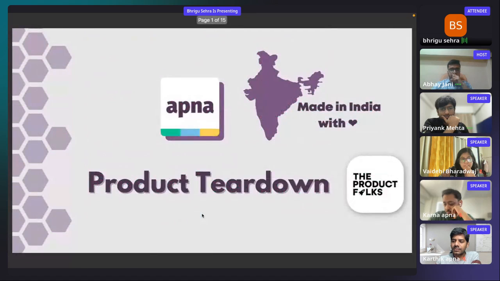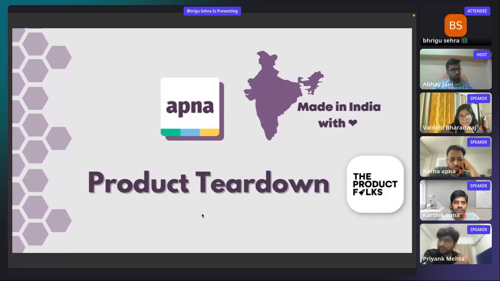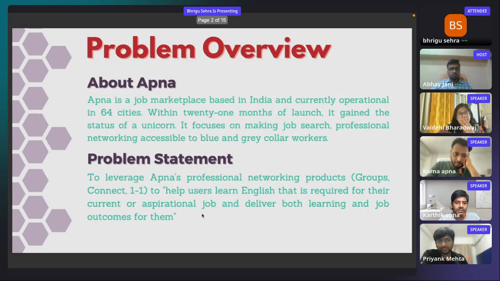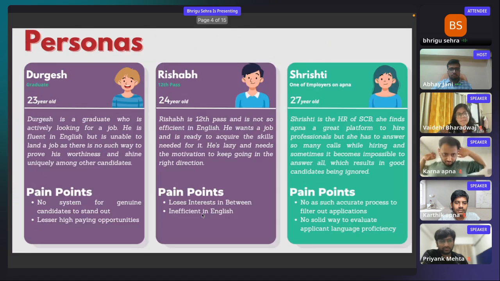Jab maine apna app ke baare mein study kiya, I found three basic problems. First was retention, ke users ko hum retain nahi kar pa rahe hain. Ek user jiska job lag jata hai, uske baad we have no reason to open that. Second thing is, jo ki users hain jinke paas certain amount of skills hai, wo unko jobs nahi mil pa raha hai kyunki ek proper structured nahi hai to prove their viability.